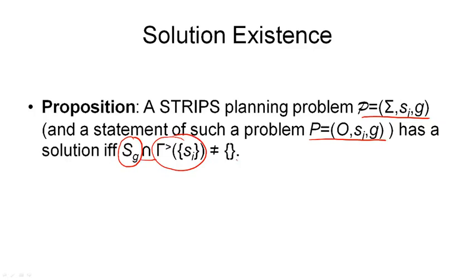Or you can see it the other way around too. If this set actually contains an element, let's say a state sg, then this state is in both these sets, which means it is a goal state and it is reachable from the initial state. And if there's a reachable state from the initial state that is a goal state, that means we have a solution to our planning problem. Now, this is all great, but you may wonder, when are we actually going to see a planning algorithm?